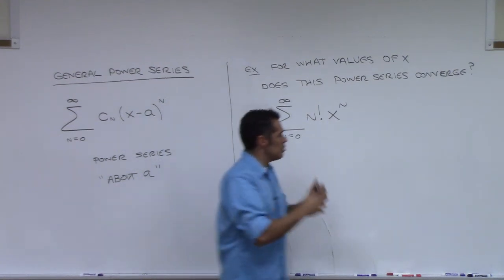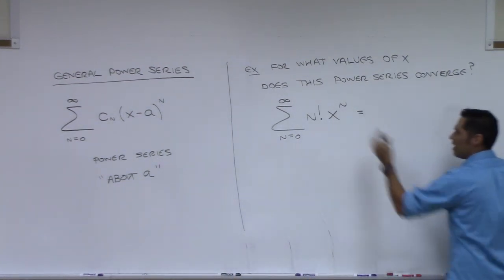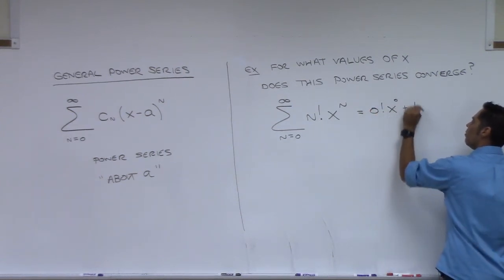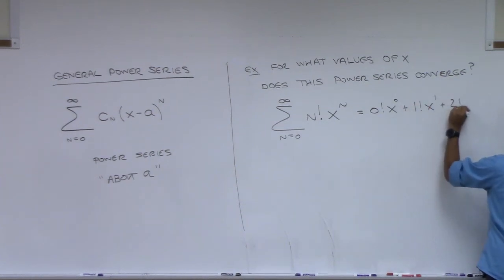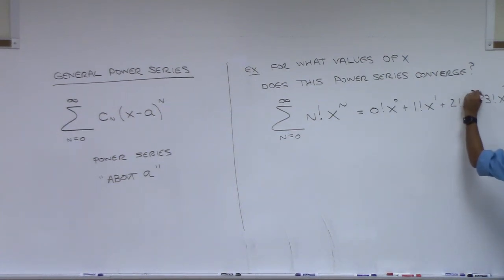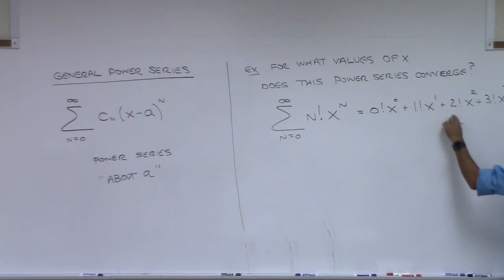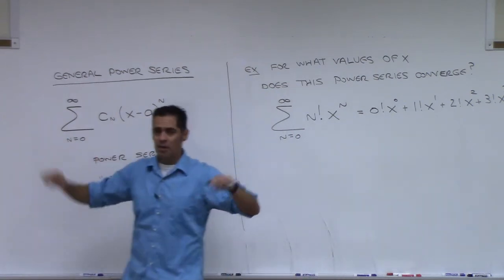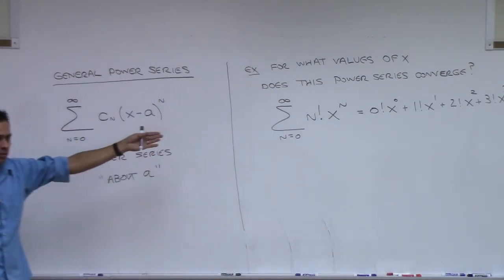Just to make sure we're all on the same page, let's plug in some values and see what we get here. So we plug in 0, we get 0 factorial x to the 0, plus 1 factorial x to the first, plus 2 factorial x squared, plus 3 factorial x cubed, plus dot, dot, dot. That's what that is, right? Do y'all see that each of these constants in front of the powers of x are changing? They're different for each one. The previous example, the geometric one, was 1 the whole time. This is different. So this is not geometric anymore, okay?